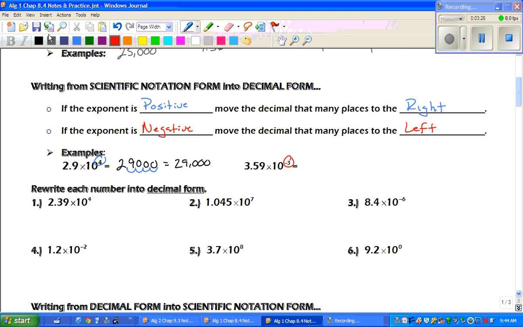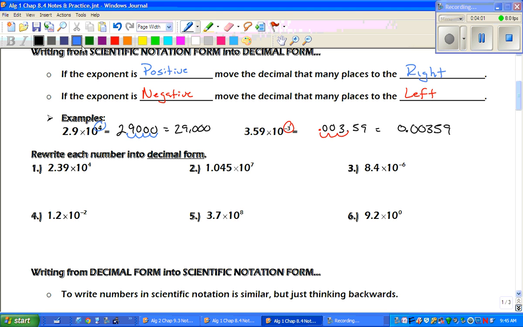Okay? So now we're dealing with a negative number. Let's get this right. So 3.59. We're going to move this 3 spots to the left, 1, 2, 3. That's where the new decimal is. And you just fill it in. So 0.00359. So if it's positive, you move it to the right. If it's negative, you move it to the left.